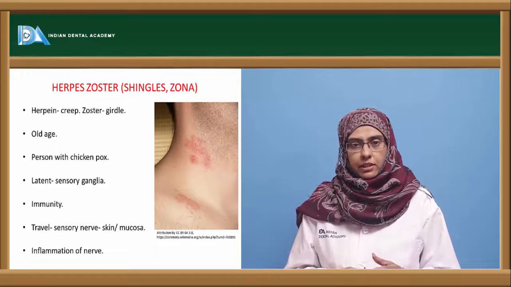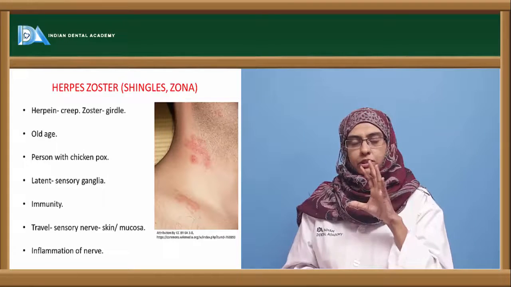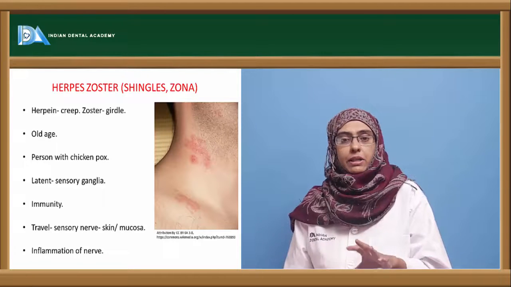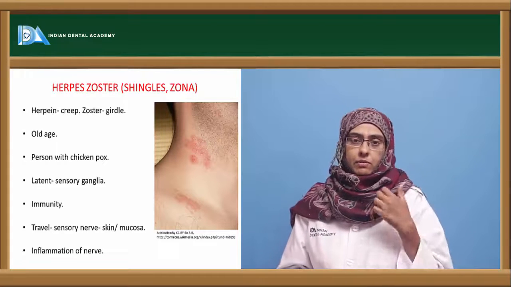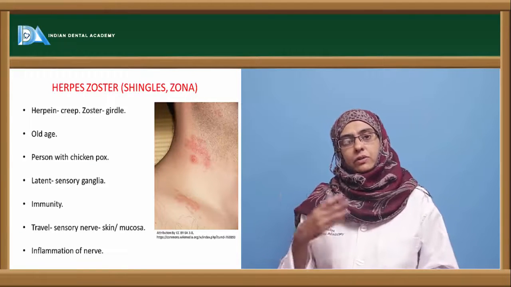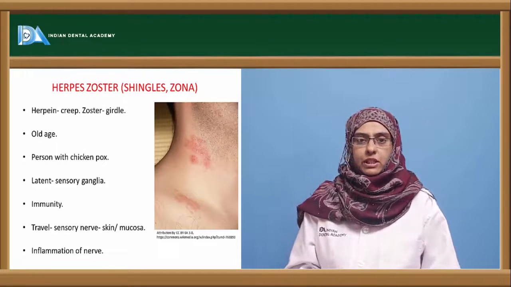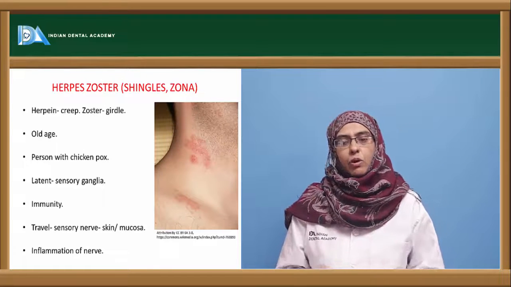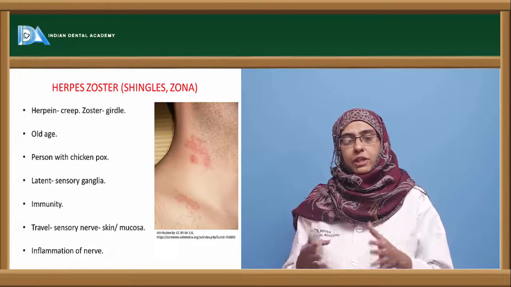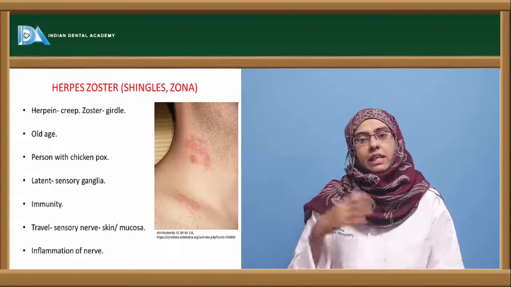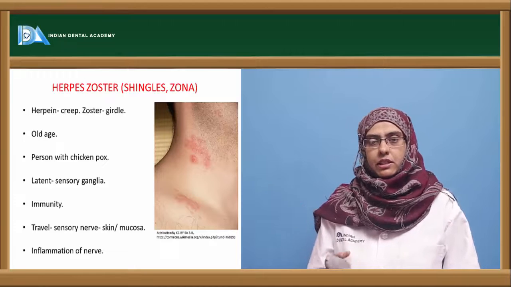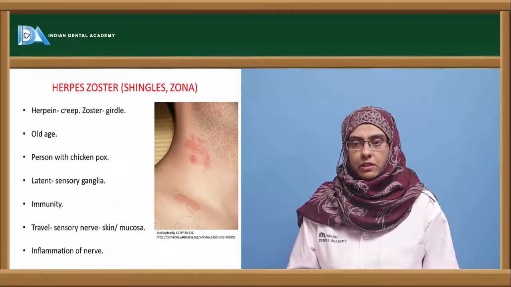Usually this organism has the ability to survive in the sensory ganglion, where it is kept in check by the immune system. But once the immune system comes down, the organism can get reactivated. It travels along the sensory nerve to the skin and mucosa, where it produces the lesion. So it is only in immunocompromised patients, or patients in whom immunity has come down, that you see reactivation of the infection leading to herpes zoster, causing lesions on the skin and mucous membrane.